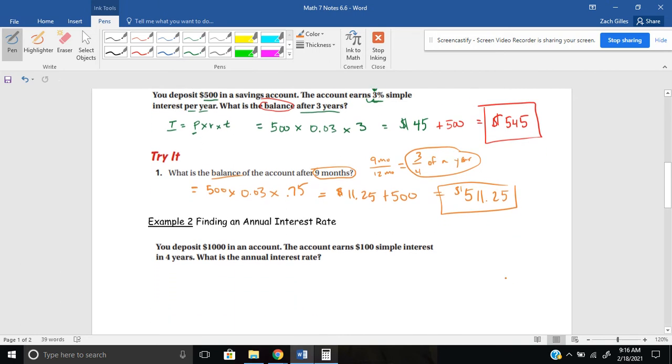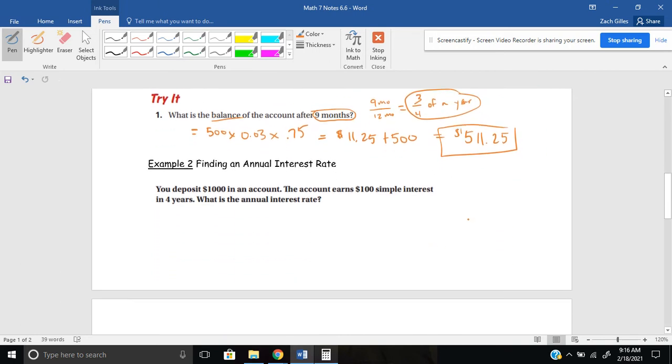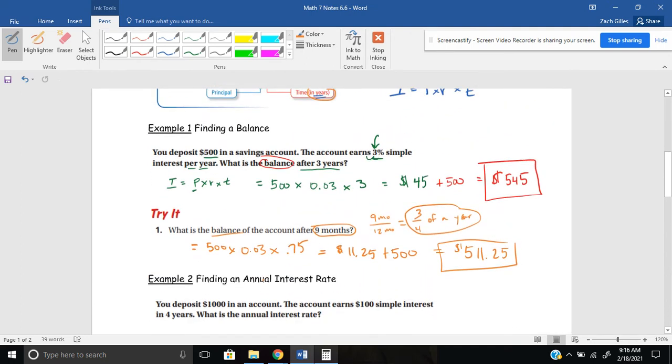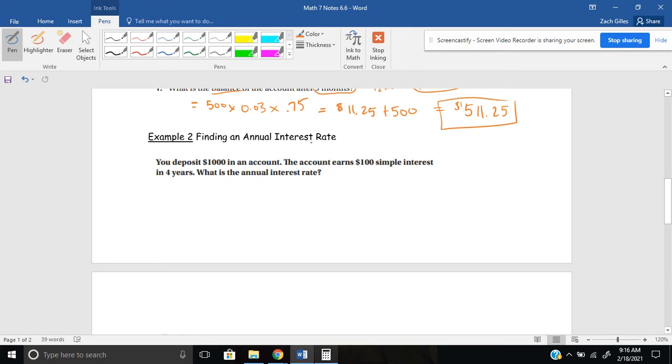Let's next move on to example 2, where now instead of finding the balance or simple interest, we're looking to find the interest rate. So now it says you deposit $1,000 into an account and it earns $100 in simple interest. So this time we know our I in our formula. In 4 years, what is the annual interest rate? Rate would be the keyword there. We're going to be looking for R.